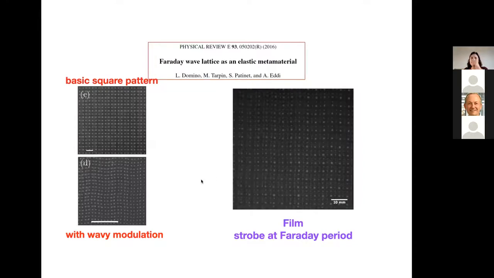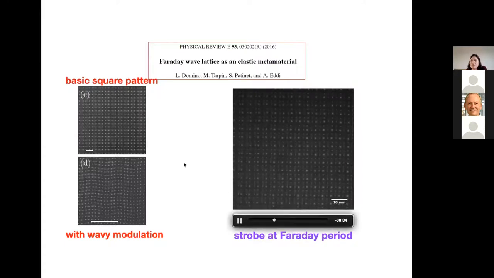And here is a strobed film. So you don't see this usual square. In a square pattern, the maxima, which are here, these little dots, become minima, become maxima. And here is the film. This is what it's doing in time. Strobed at the Faraday period.